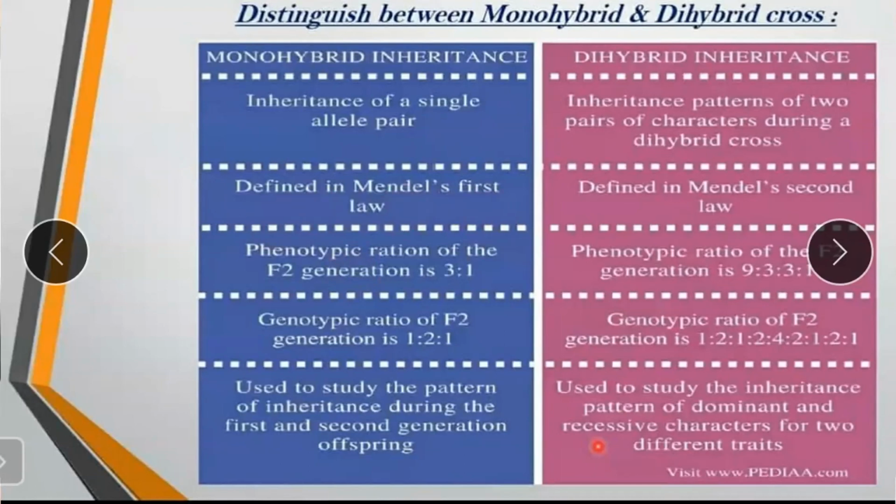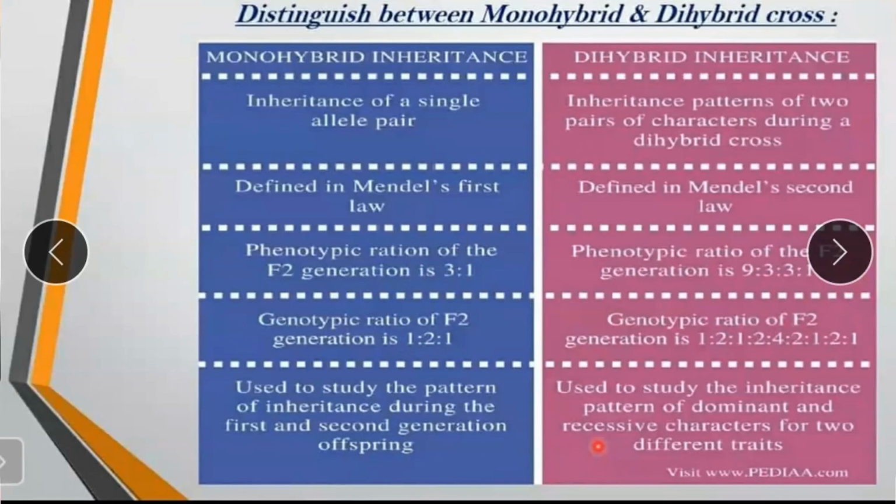3:1. And in dihybrid, the phenotypic ratio of the F2 generation is 9:3:3:1. What about the genotypic ratio in the monohybrid F2 generation? It is 1:2:1. And in dihybrid inheritance, the genotypic ratio of the F2 generation is 1:2:1, 2:4:2, 1:2:1. Means total numbers you can add, you can get.